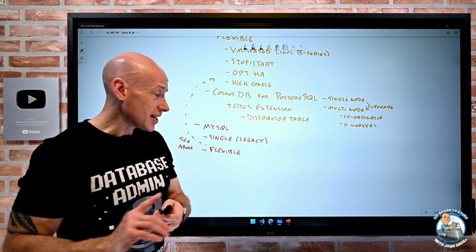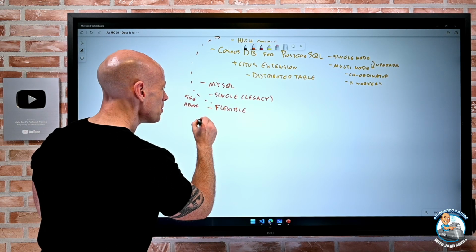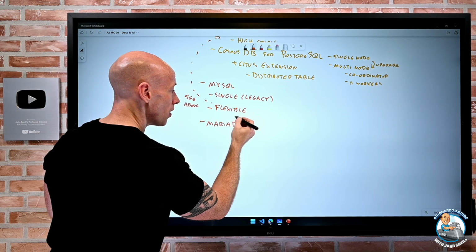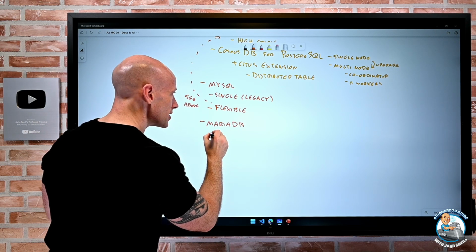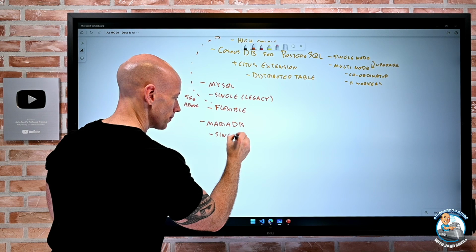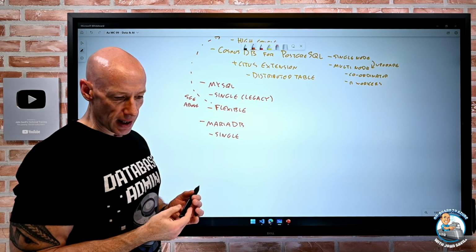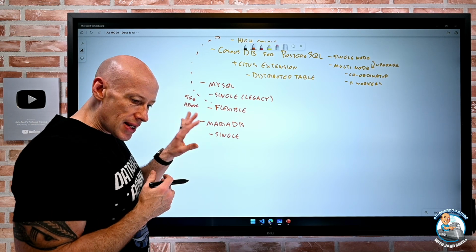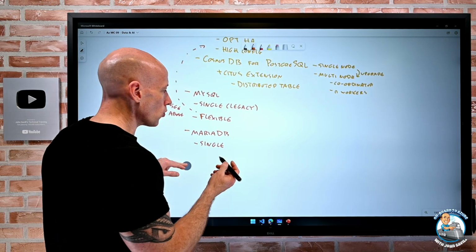There's also MariaDB. Now MariaDB is a fork of MySQL. This only has a single mode. There's no flexible offering for MariaDB. When I think about using these, MariaDB has really good Oracle compat.